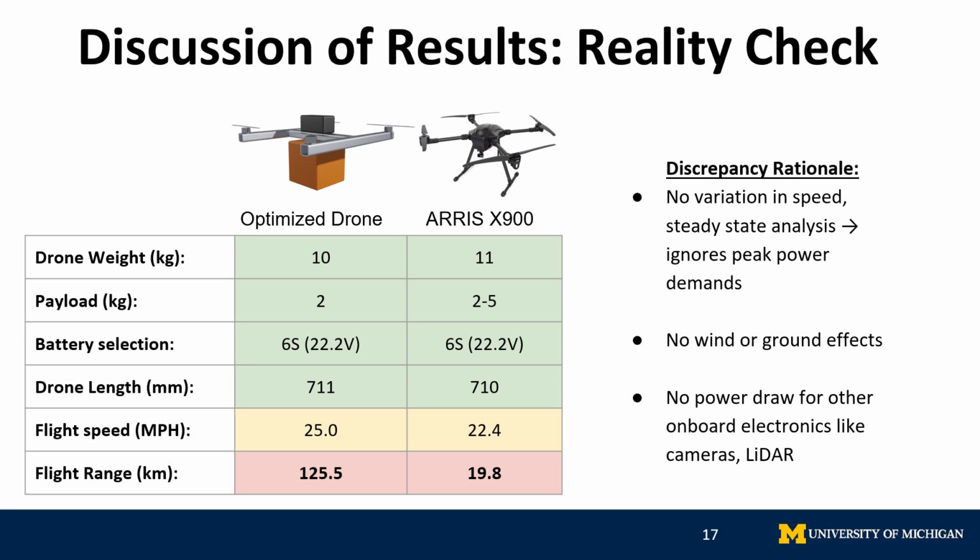As can be seen, for a flight speed of 25 miles per hour, our optimization yielded a 125.5 kilometer flight range. For the X900 traveling about 3 miles per hour slower, it is only rated for a 19.8 kilometer flight range. We expect this vast discrepancy in range to be due to our model not taking into account any variation in speed, wind or ground effects, as well as any additional power draw from other onboard electronics, such as cameras or LiDAR.